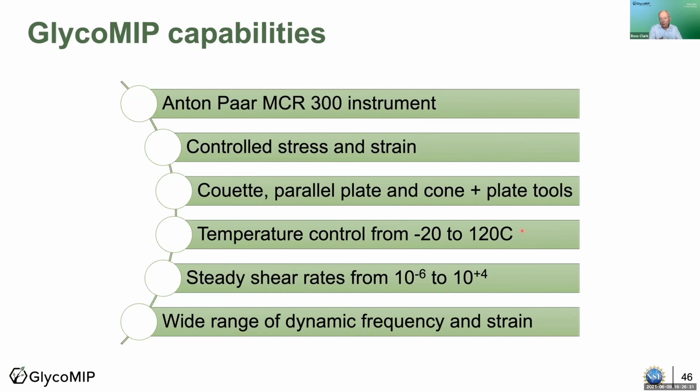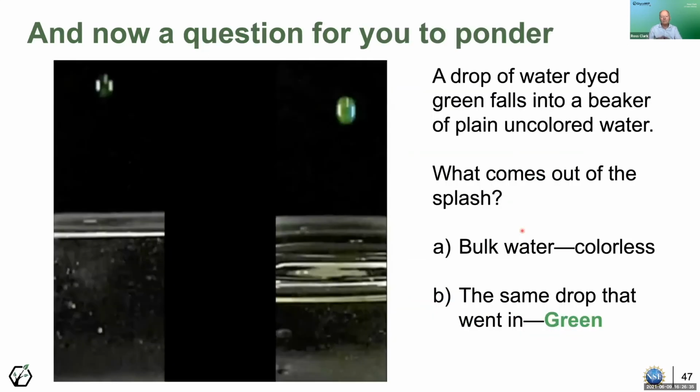Now, before you ask me questions, I want to throw one at you. What you see there on the screen is a drop of water that I dyed green. Going to fall into a beaker full of uncolored water. We know it's going to splash. What's going to come out? Bulk water from the beaker or the same drop that went in?